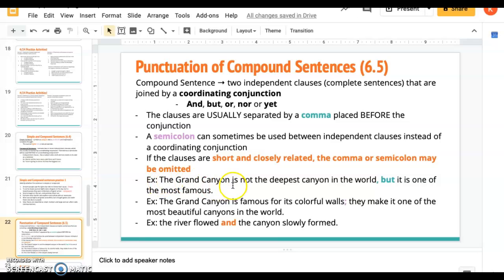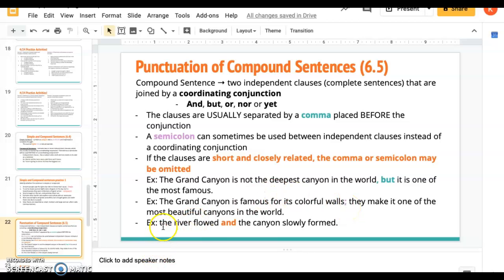Here we go. The Grand Canyon is not the deepest canyon in the world, comma, but, coordinating conjunction, it is one of the most famous. So here again we see a compound sentence using the comma and coordinating conjunction. Example 2. The Grand Canyon is famous for its colorful walls, semicolon. They make it one of the most beautiful canyons in the world. Again, these two independent clauses are closely related, meaning that I can use a semicolon. I also do not see a coordinating conjunction in here, again telling me I should use the semicolon, okay?